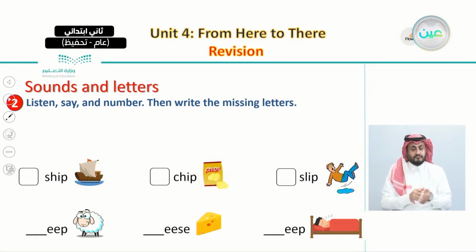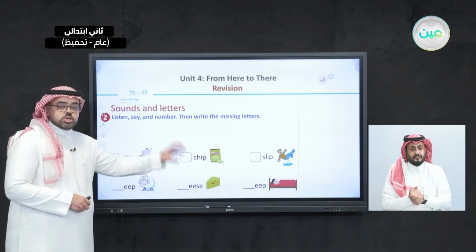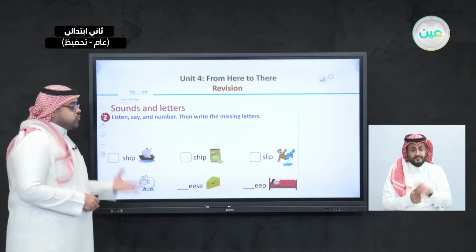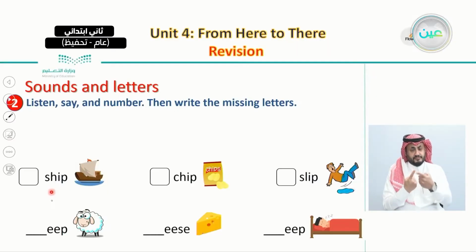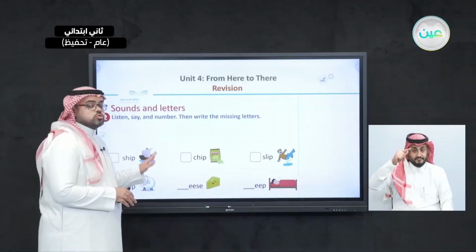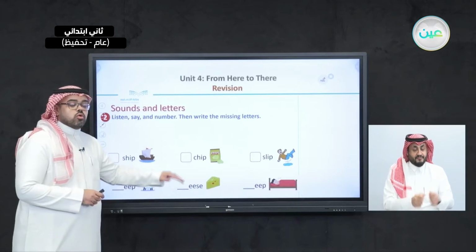And also we matched these combinations with other words. For example, for the first one we said this is a ship, and this is also a sheep. And this is a chip, and this is cheese. And here is also slip, and this is sleep. So we learned that we can use these two letters in more than one word.